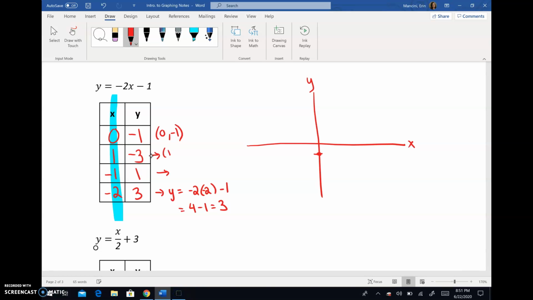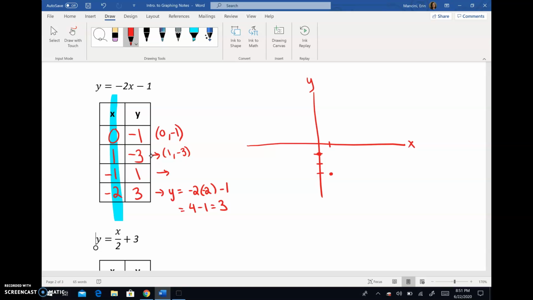Our next point can also be written as (1, -3). So you're moving 1 on the x, so you move 1 this way, and down 3 on the y. Okay, so we'd be moving 1 on the x, down 3 on the y. Your next point would be right here.